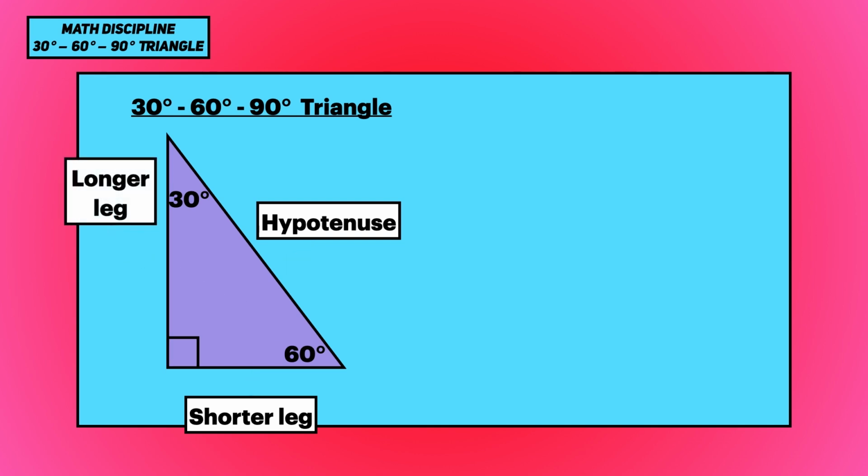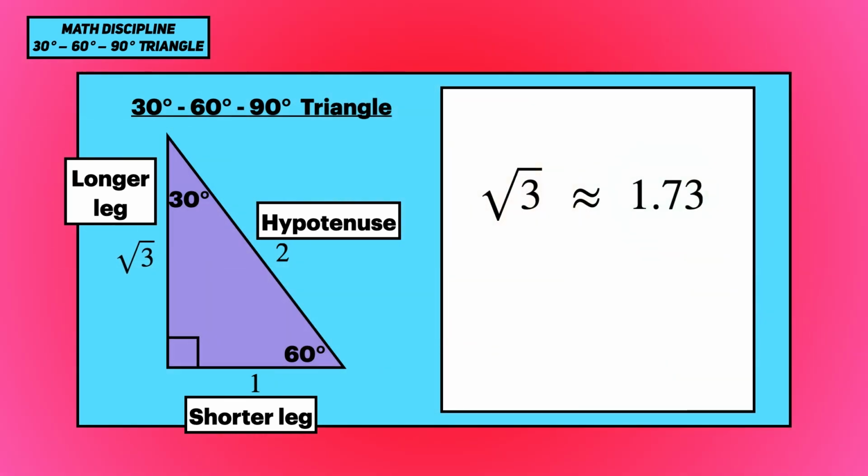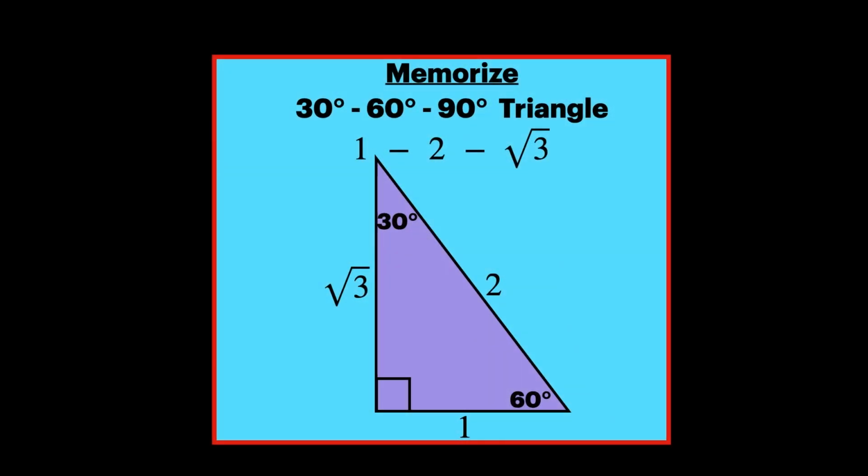To understand the relationship that exists between the side lengths of this triangle, we're going to assign a number to each side of the triangle. The shorter leg is 1, the hypotenuse is 2, and the longer leg is the square root of 3. It helps to realize that the square root of 3 is approximately 1.73, so its length is always greater than the shorter leg, but shorter than the hypotenuse. Assigning 1, 2, and square root of 3 to each side makes it easy to memorize the relationship that exists between the sides of a 30, 60, 90 triangle.